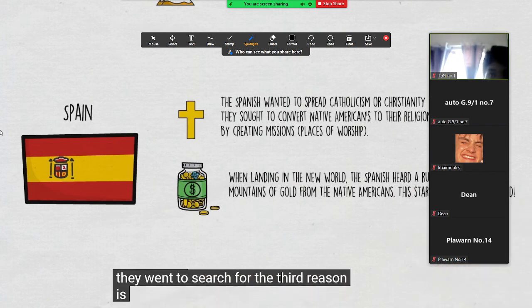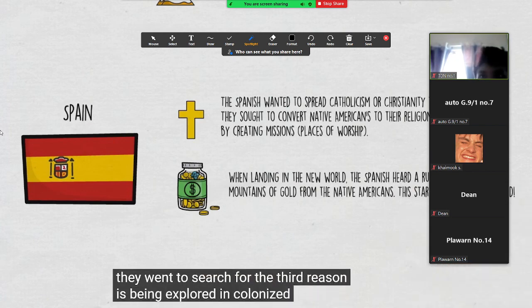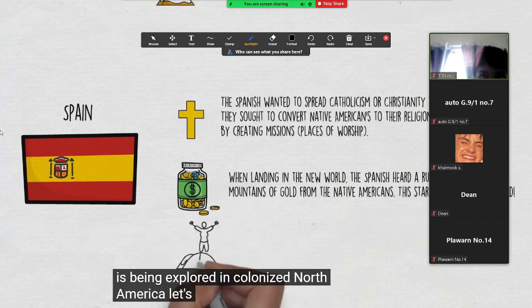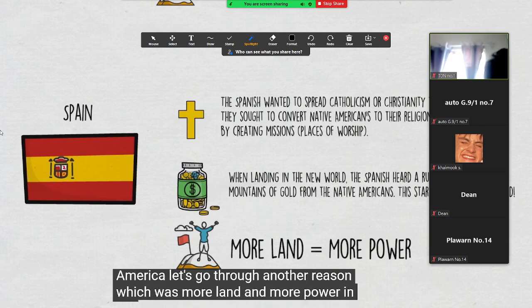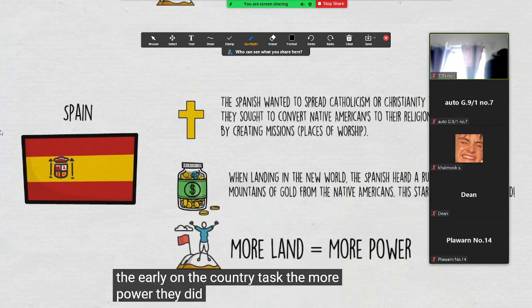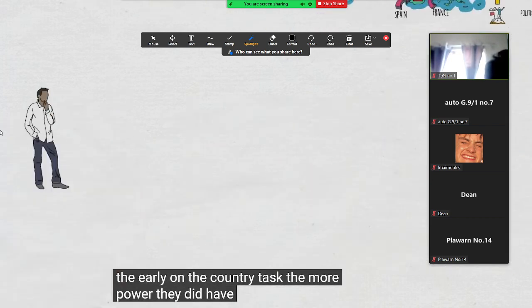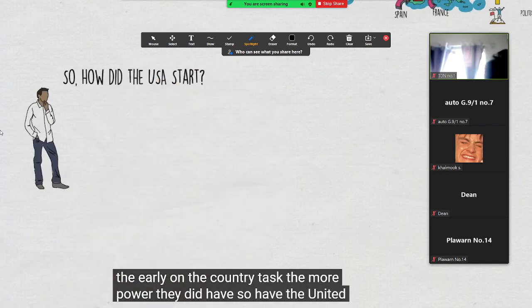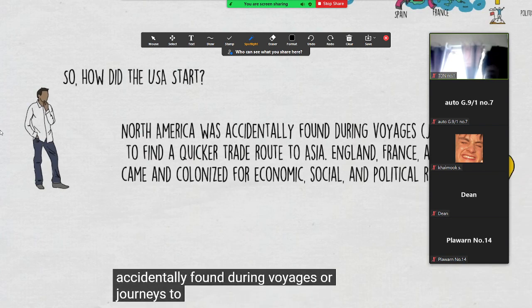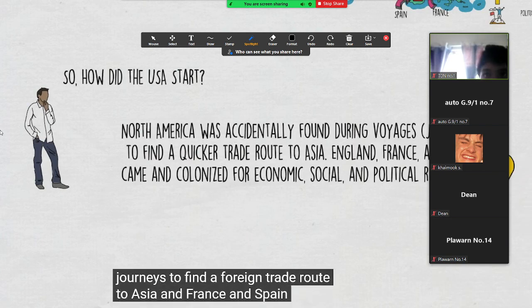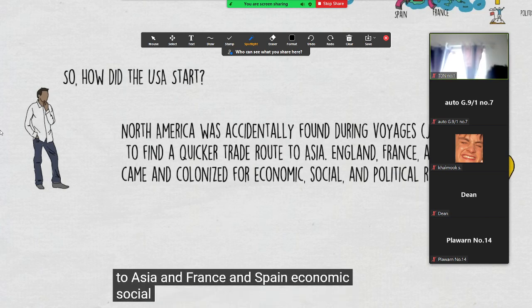The third reason Spain explored and colonized North America was more land and more power. The more land a country has, the more power they have. So, how did the United States start? North America was accidentally found during voyages to find a quicker trade route to Asia. England, France, and Spain came and colonized for economic, social, and political reasons.